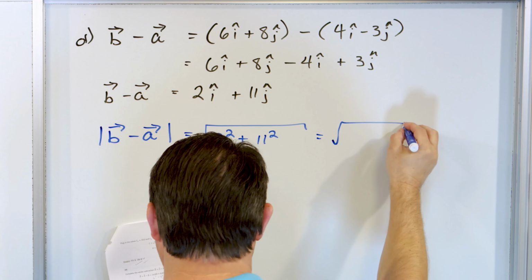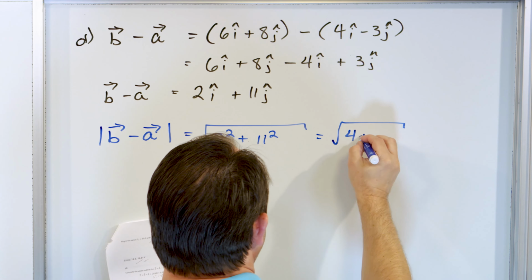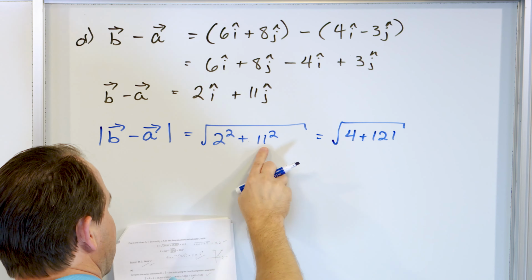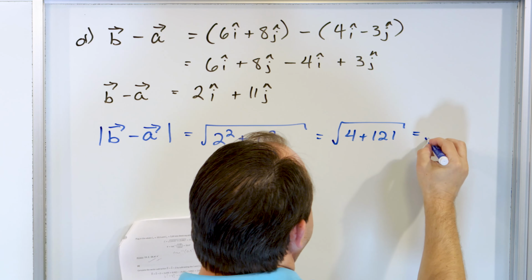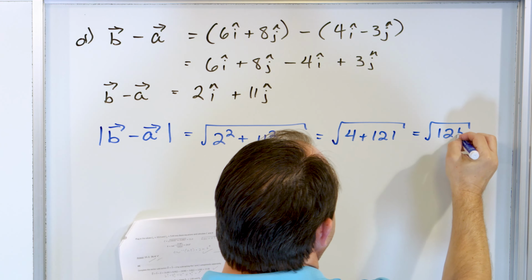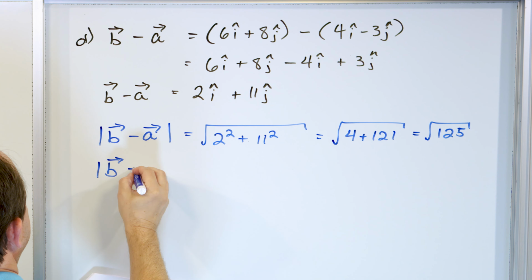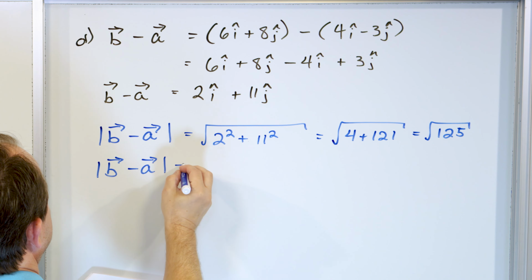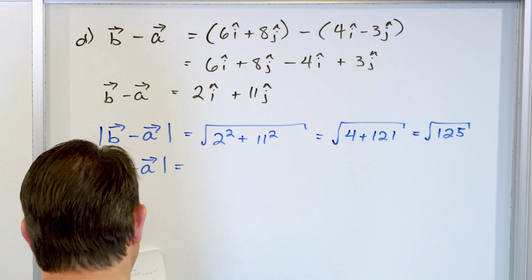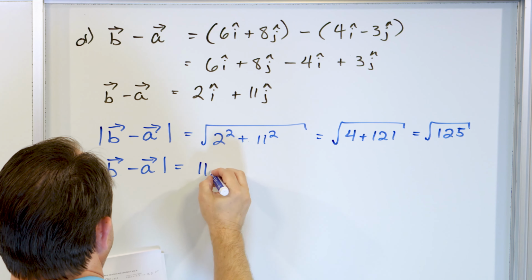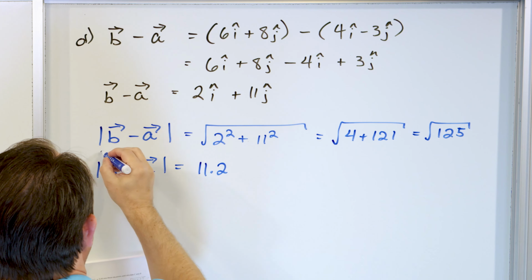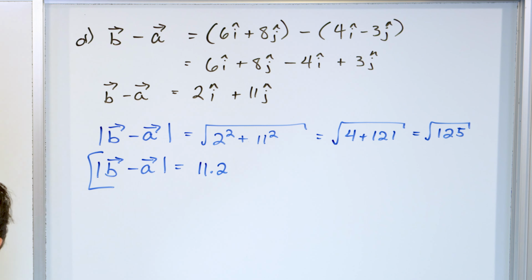So what you're going to have on the inside of here is 4 plus 121: 4 from here, 121 from here, and that is going to give you the square root of 125. And so the magnitude of vector b minus vector a, when you take the square root of 125, you're going to get 11.2. 11.2, that is the magnitude of that guy.